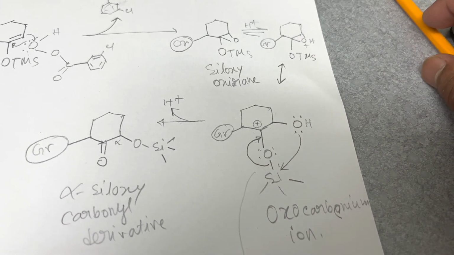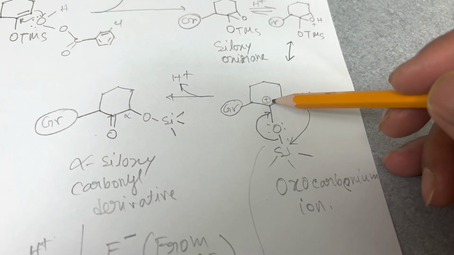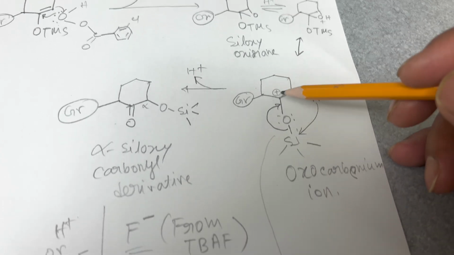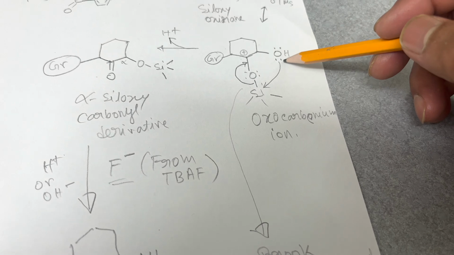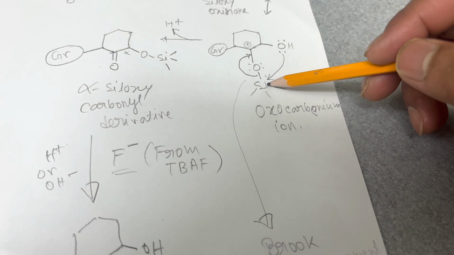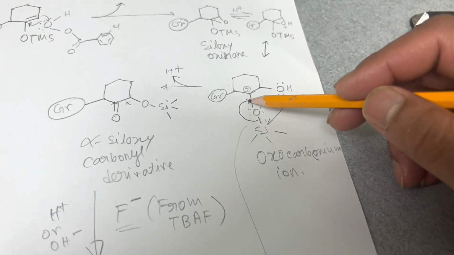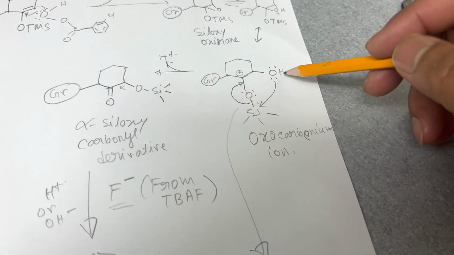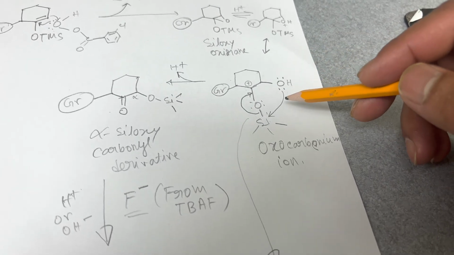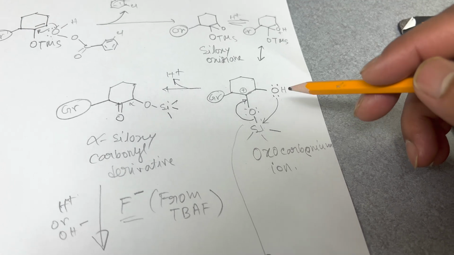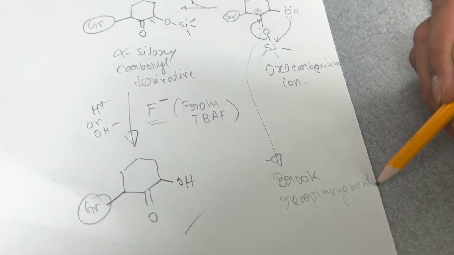an oxocarbenium ion. This is called an oxocarbenium ion. There is a positive charge, and after that the lone pair of electrons will be donated to the silicon, and the bond between the oxygen and silicon will go back to its original position. This process is called 1,4 silyl migration, and it is also called Brook rearrangement.